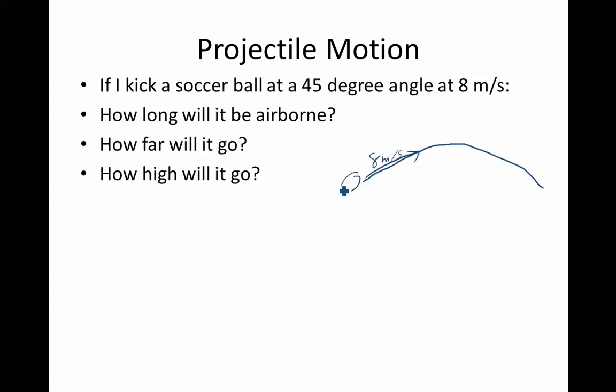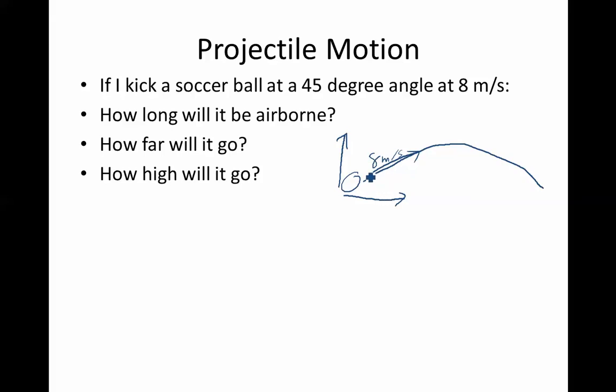Now, this is the whole trick with projectile motion: to take the angular momentum, the 8 meters per second at an angle, and change it to the momentum, or the oomph, or you could say the speed that it's going up and the speed that it's going out. You're going to change it into the vertical component and the horizontal component, the vertical movement and the horizontal movement.